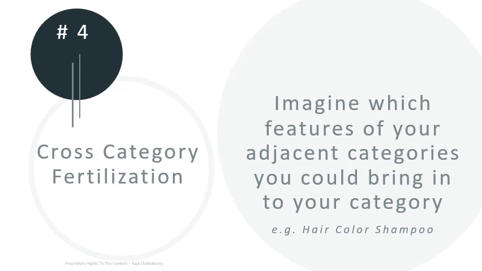So cross-category fertilization always brings certain new ideas, even in an FMCG category, like hair color shampoo, where you bring the benefits of hair color into shampoo, or vice versa. Basically it has given a new product called hair color shampoo. So this is also a very powerful idea. You just need to think a little bit: what are the adjacent categories that I have? Then you will be able to think about newer ideas simply by borrowing those features into your existing product category.